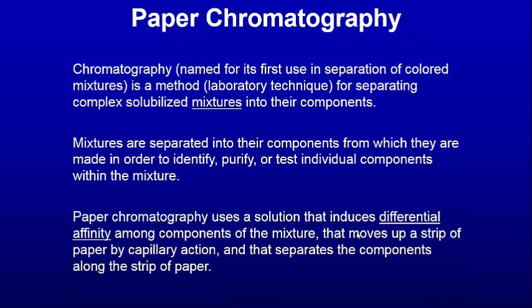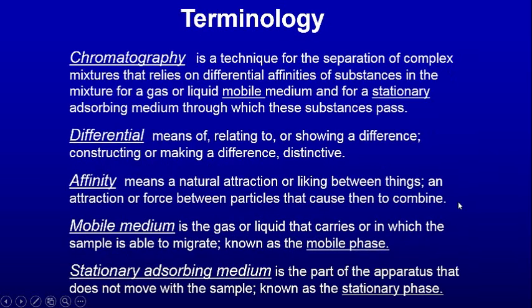There's also paper chromatography. You can measure mixtures, you can look at the purity of things, you identify things, test for compounds in a mixture. And an important part of this is differential affinity, and that is whether it has more affinity to move or more affinity to stay put in there. So chromatography, you have a mobile and stationary phase. Differential is how things differ. Affinity is traction. A mobile medium is some kind of liquid that the proteins can move in. Absorption of the media, that's a stationary phase.